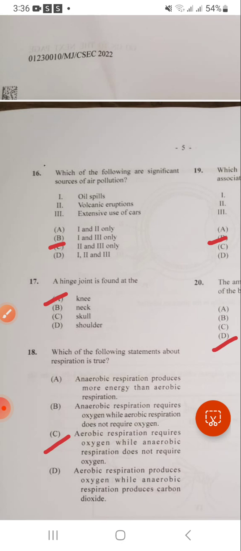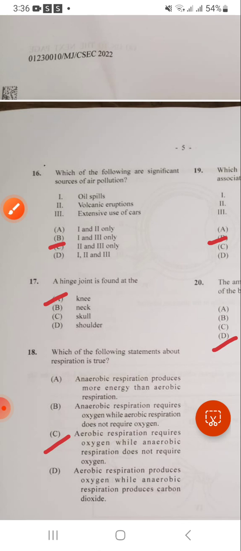Question number 16. Which of the following are significant sources of pollution? The answer is of air pollution. Air pollution, that's the key there. The correct response is C, 2 and 3 only. Question number 17. A hinge joint is found at the knee. That is the correct response, A.